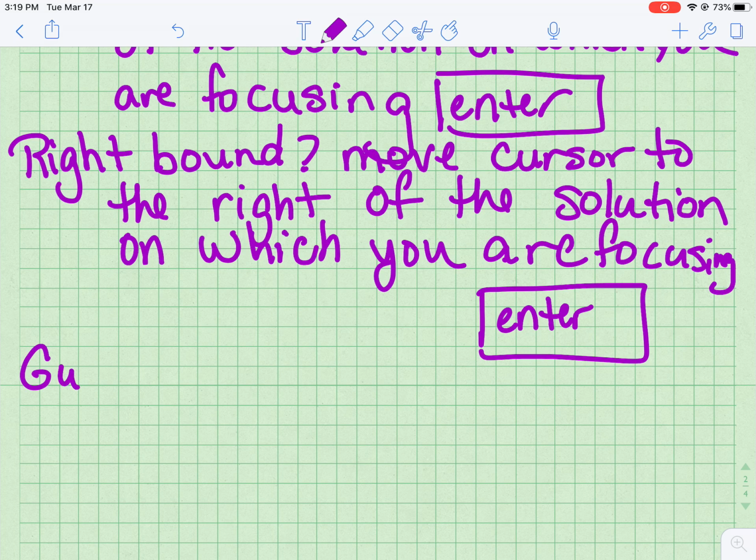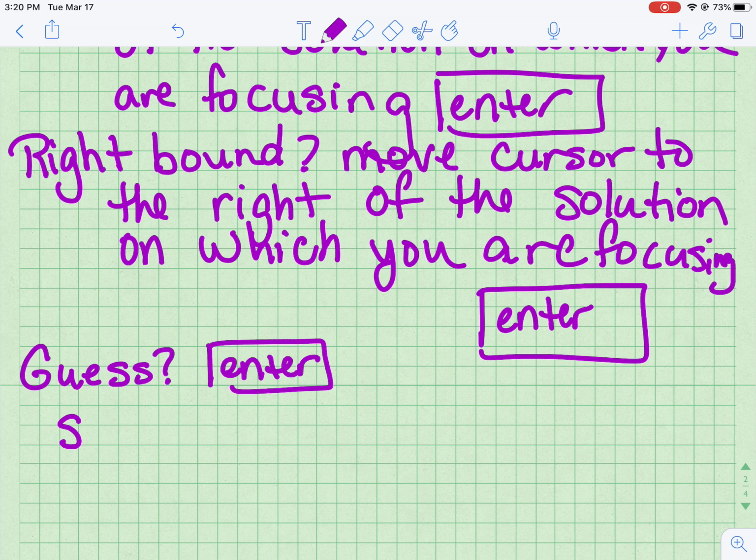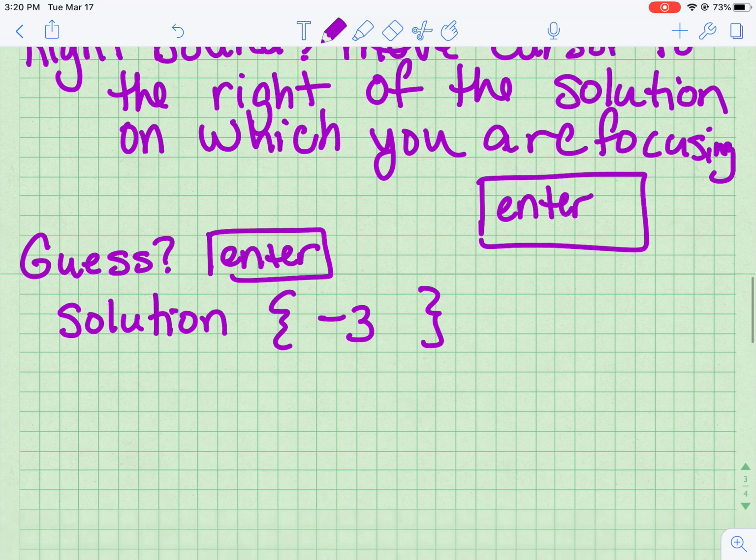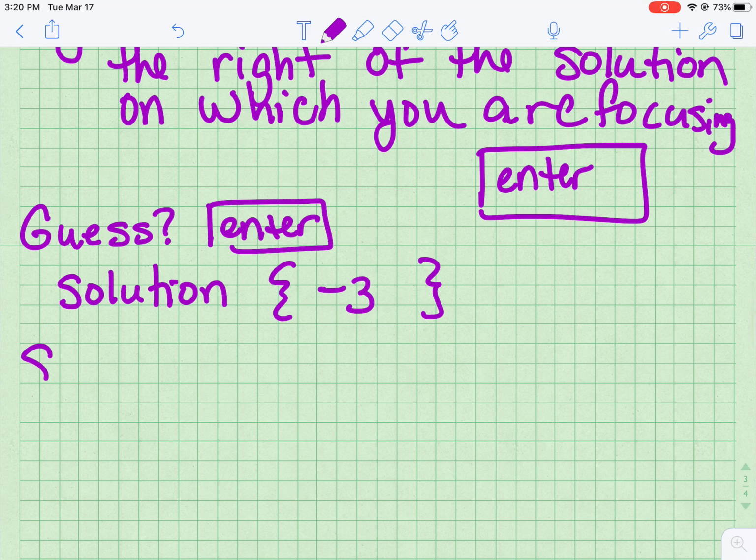Now, as usual, it's going to ask for a guess, and you're going to hit enter because that's where you want the calculator to figure it out. So I hit enter. And so my first 0, my first solution, is going to be -3. That's my first solution. That's the first place it crosses the x-axis. And you can see at the bottom of your screen that is also where y equals 0 because that's a solution.